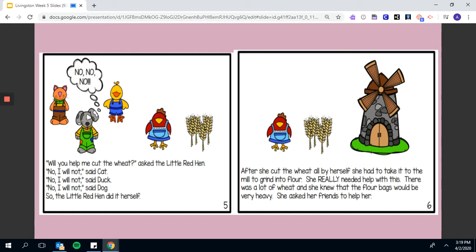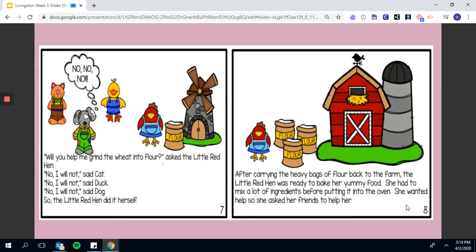After she cut the wheat all by herself, she had to take it to the mill to grind it into flour. She really needed help with this. There was a lot of wheat, and she knew that the flour bags would be very heavy. She asked her friends for some help. Will you help me grind the wheat into flour? Asked the little red hen. No, I will not, said Cat. No, I will not, said Duck. No, I will not, said Dog. So the little red hen did it herself.